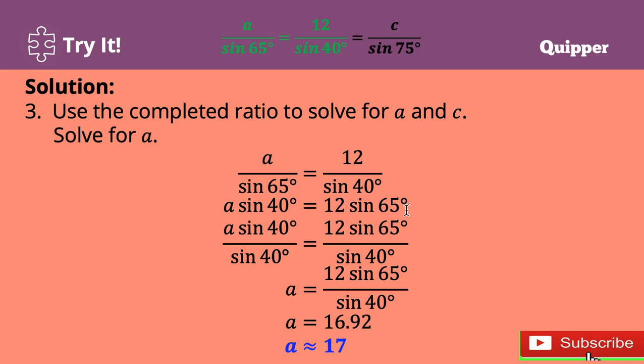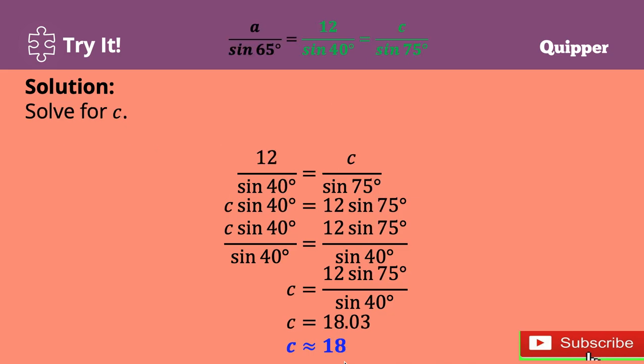Then dividing both sides by sine 40 degrees, we have a is equal to 12 sine 65 degrees over sine 40 degrees. Using your calculator, we have here a is equal to 16.92 units. Therefore, side a is approximately 17 units. That's the measurement for side a.